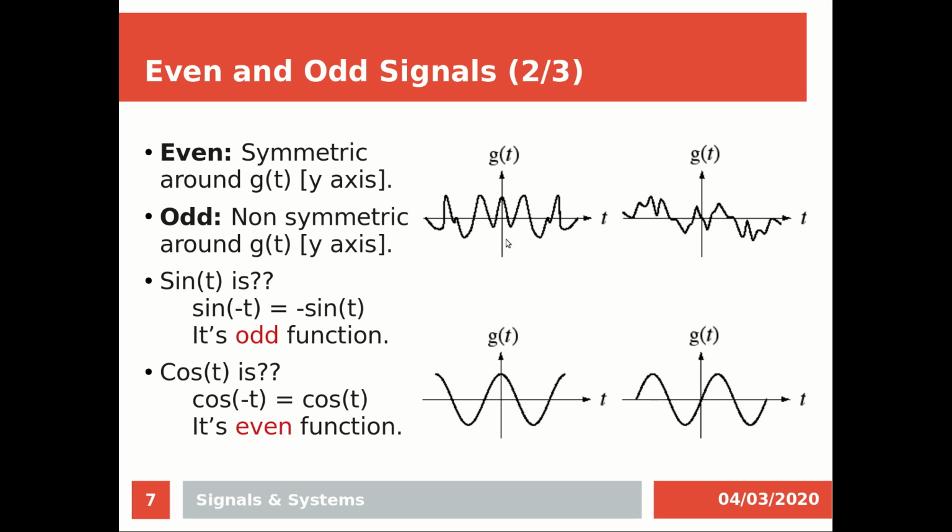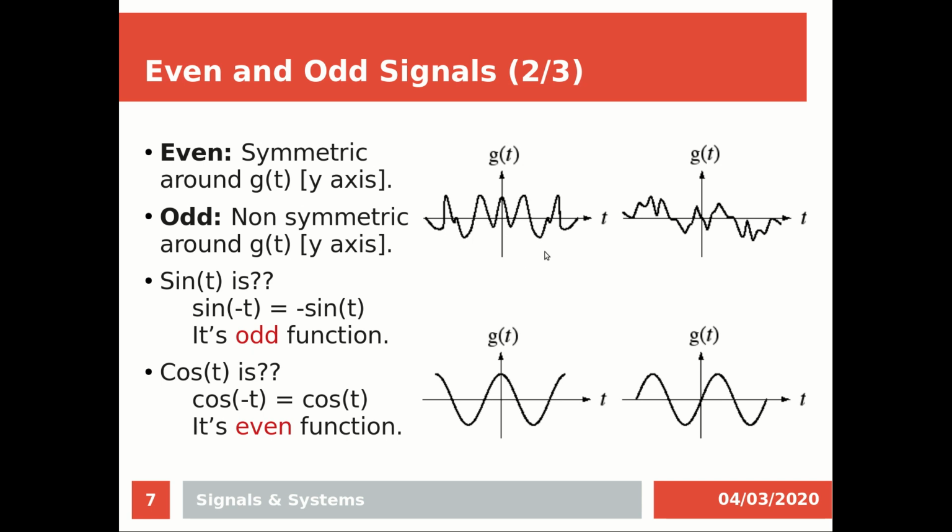So even signal, if you have a paper and you make this drawing of the signal on this side, if you fold it to the other side, if you make it half, you see that all of the points on this side will have a corresponding point on this side, so it is symmetric around the y-axis, the g of t. Okay, g of t, x of t, whatever the function that you have.